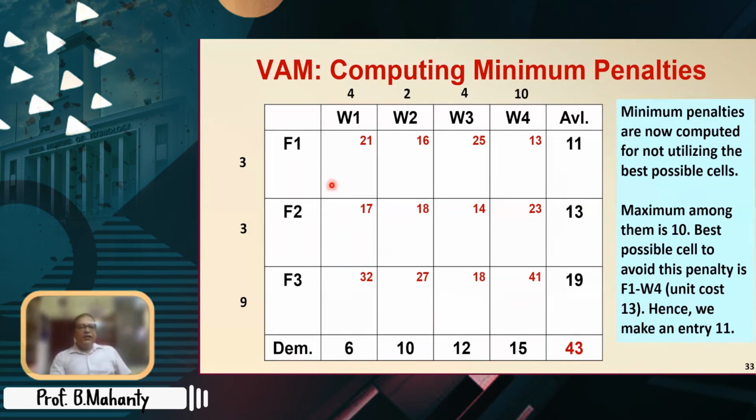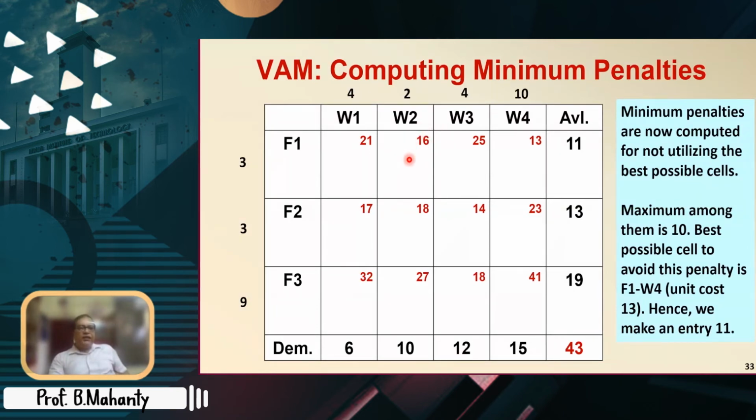You see, if we go row wise, what is the minimum penalty? What is the best possible square? 13. What is the next best? 16. What is the next best? 21. So if you cannot use F1W4, what is the minimum penalty that you are going to give? 3. Because if you cannot utilize this square, then you should utilize this square, is it not?